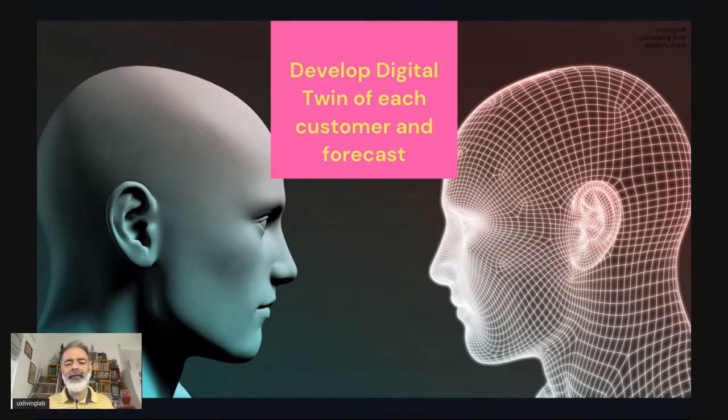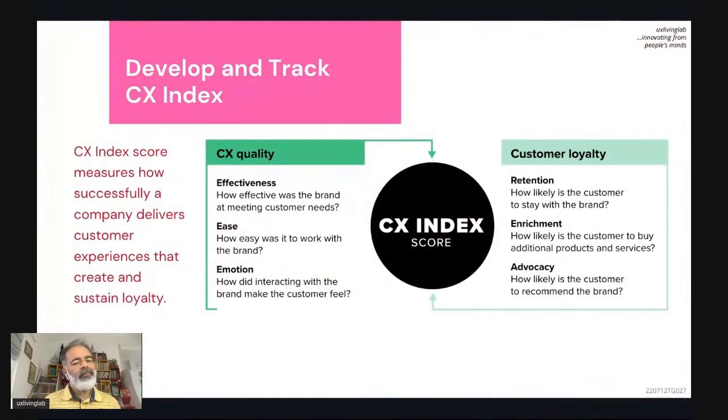So next is customer experience. This is one of the interesting areas. Develop and track a customer experience index. So you have to develop an index, a customer experience index, persona-wise or individual-wise. So what is it? The customer experience index score measures how successfully a company delivers customer experiences that create sustained loyalty. In B2B, you can create CX for an individual client, and in FMCG, you can do it for persona.